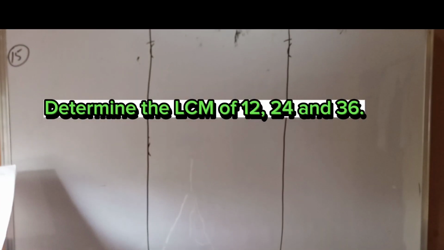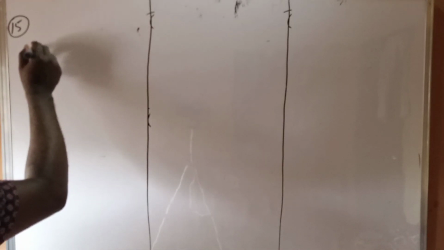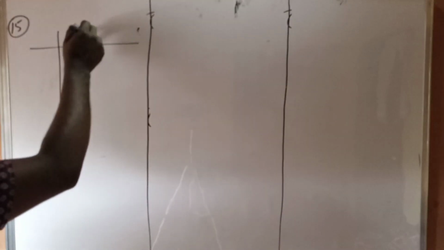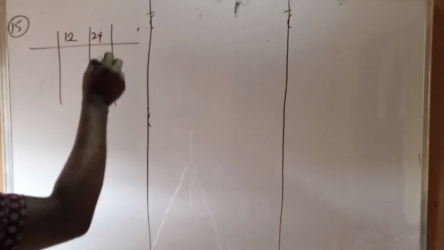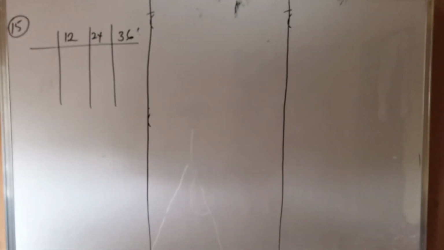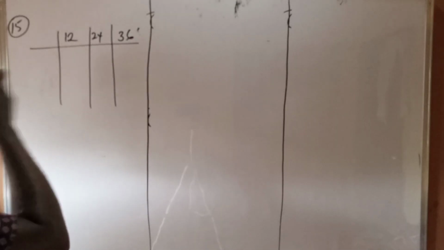Question 15. Determine the LCM of 12, 24, and 36. Do the same thing we did to find the LCM. So this is 12, 24, and 36. Now, before you do this, let's look at everything. 12 can go in 24. 12 can also go in 36. But can 24 go in 36? No. But if 24 could go in 36, we'd pick 36 as the answer.